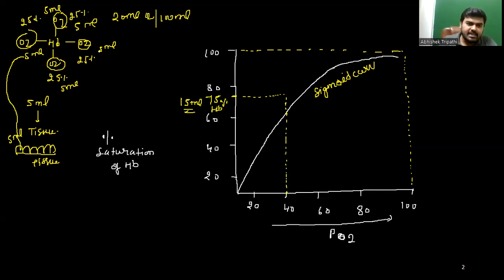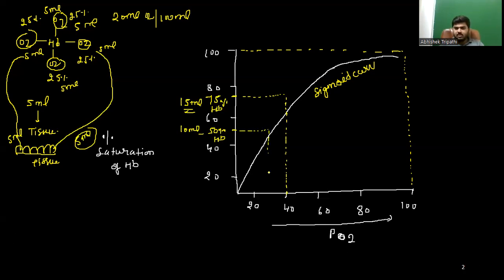Again, 5 ml of oxygen is delivered into tissue. First 5 ml, then 5 ml again, in the sense 10 ml delivered. So the remaining will be 10 ml of oxygen, which means 50% hemoglobin saturation. The partial pressure of oxygen will be 30. Is that clear or not, guys?